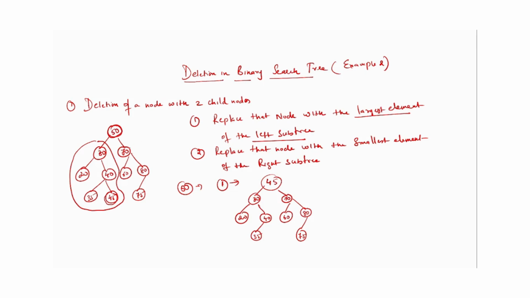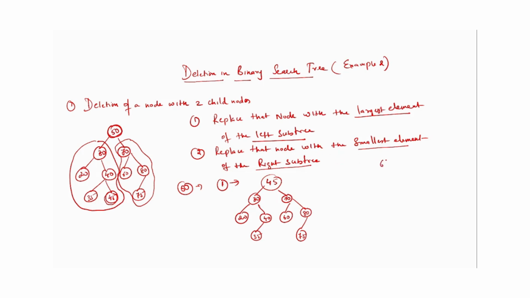Or I can also do another thing. I can replace that node with the smallest element of the right subtree. Both are correct. So here, what is the smallest element of the right subtree? It's 60, right? Therefore, I can either replace 50 with 45 or 50 with 60, the smallest element of the right subtree.